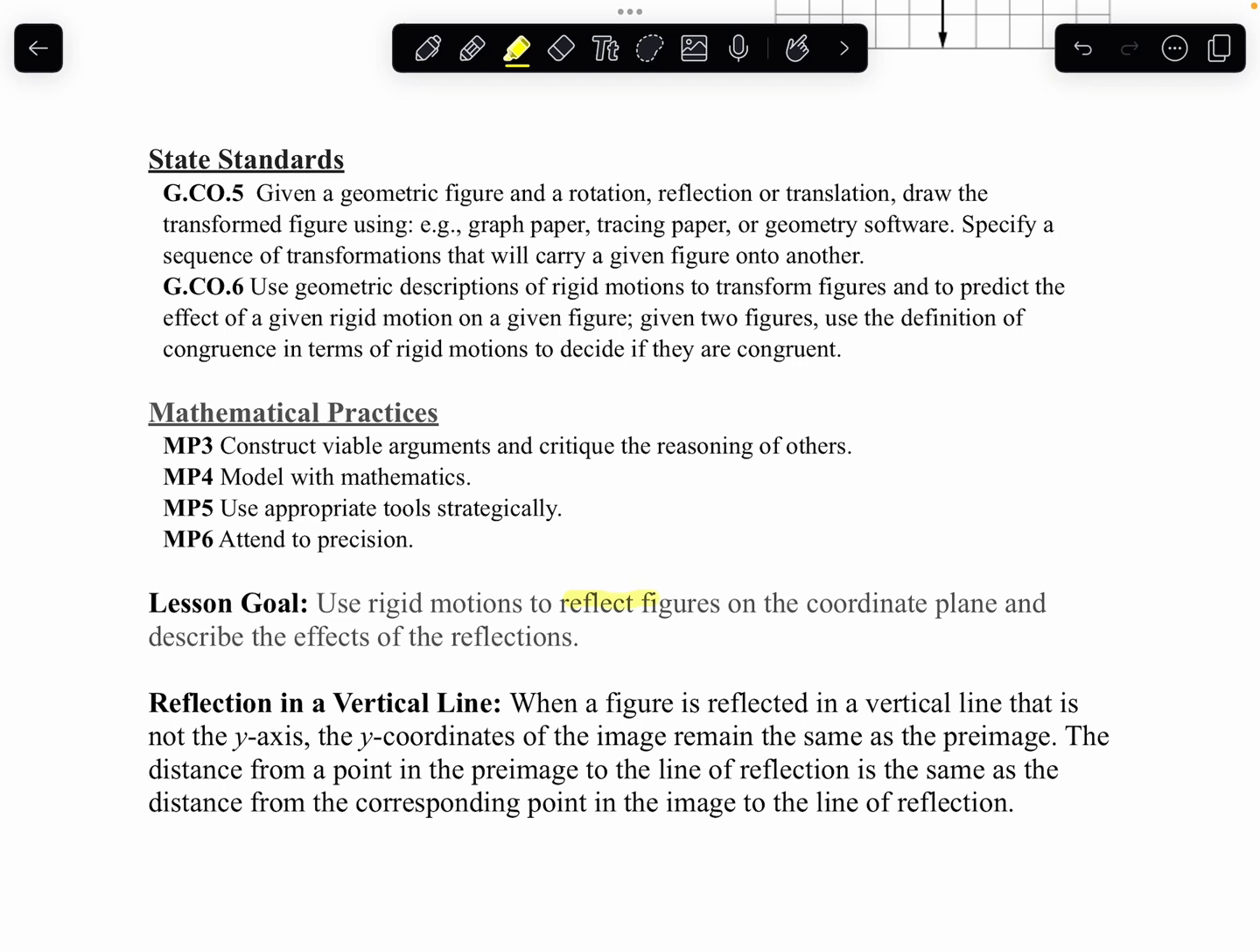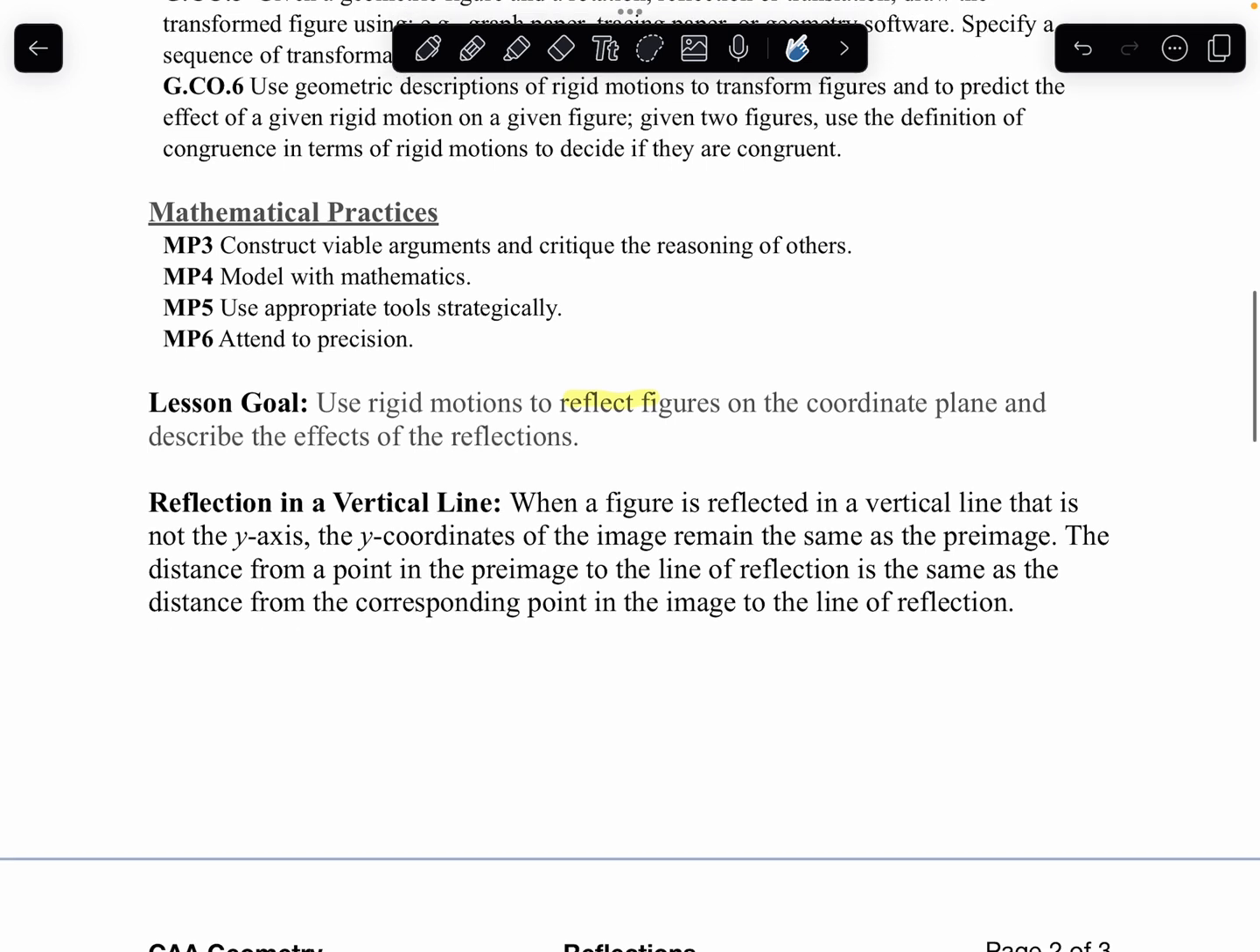And you've done reflections in the coordinate plane in middle school. That part hasn't changed. In middle school, you reflect things over the axis. Well, today we're going to take it a little bit further. We're going to reflect over vertical and horizontal lines and diagonal lines that aren't necessarily the axis.